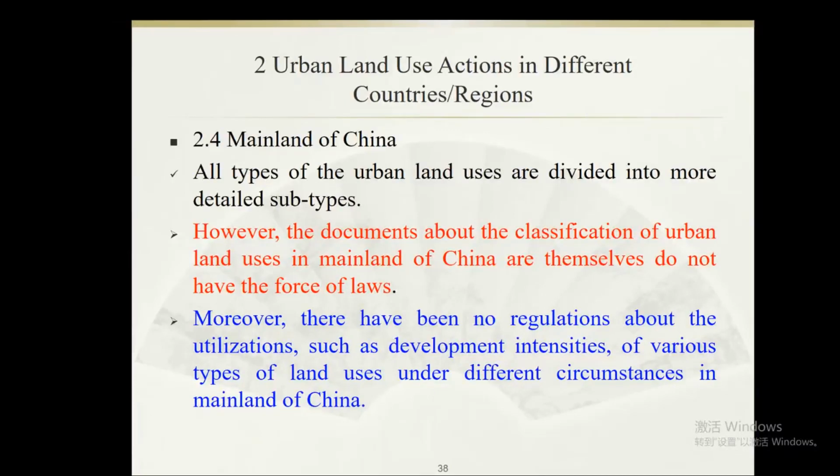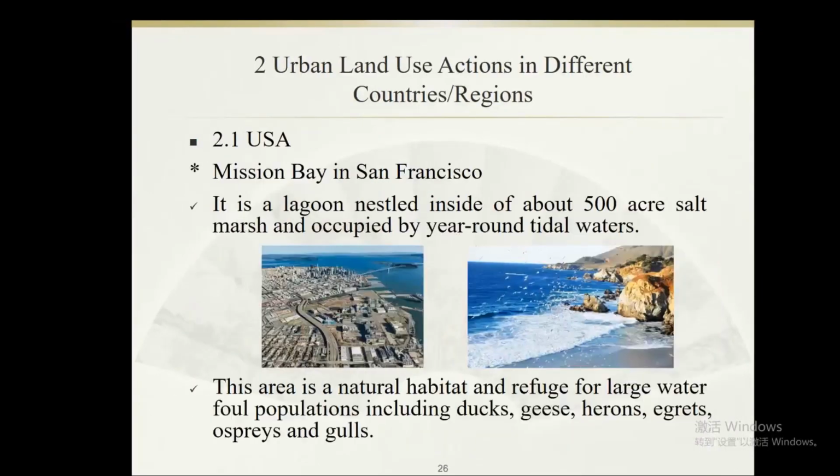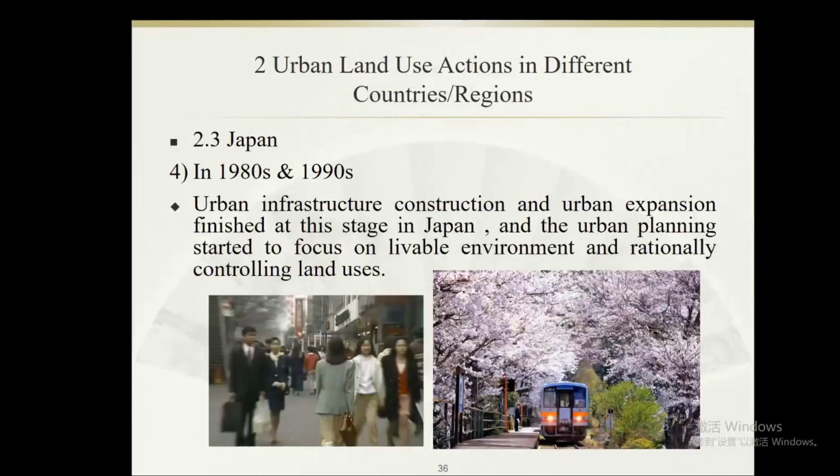Moreover, there have been no regulations about the utilization, such as development intensity of various types of land uses under different circumstances in mainland China. I think this is not only the problem in China and Pakistan. In most developing countries, we have similar problems, especially for urban land use development regulations. Urban land use actions in different countries and regions: US, UK, Japan, and mainland China.